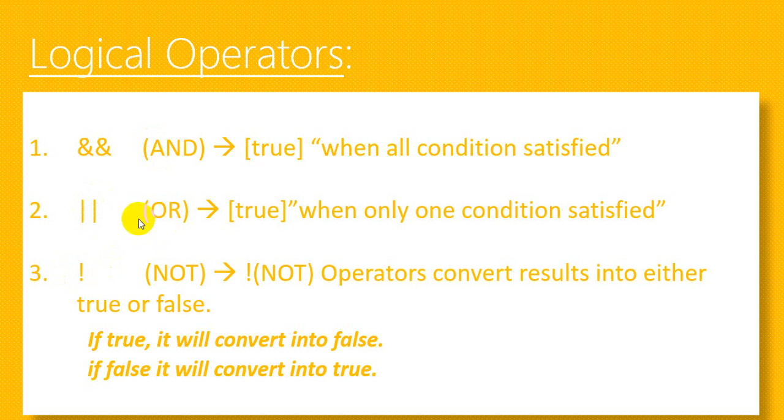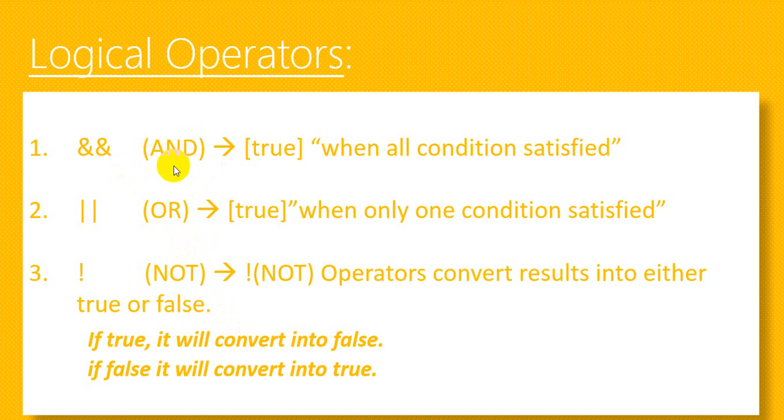Then the last one in logical operators is not. This exclamation symbol is called not. The objective of this logical operator is to convert your final result into its opposite. It means if the condition is true and you use the not operator, it will convert into false, and in the same way if it is false, it will convert into true. If you are not getting anything related to the not operator, don't worry. Once I start the practical or skill oriented program, I will show you how these operators work, in the same lecture. Don't worry.